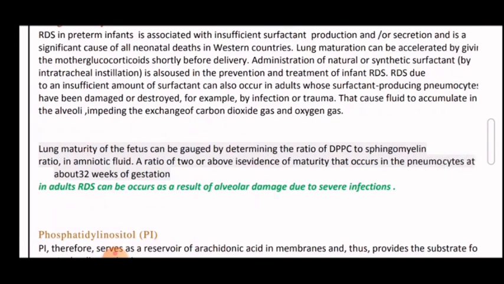Lung maturity of a fetus may be determined by the ratio of DPPC in comparison with sphingomyelin in the amniotic fluid. A ratio above 2 is evidence of maturity.